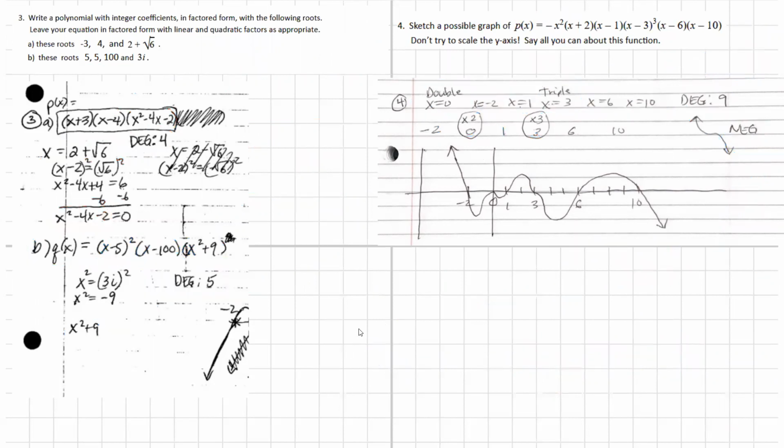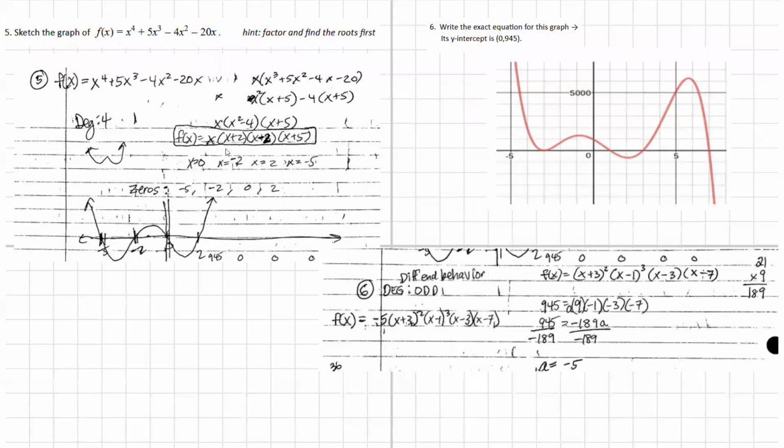All right, next. Number 5. We're going to sketch the graph of x to the 4th minus x to the 3rd minus 4x squared minus 20. So let's go ahead and write that down. Let's sketch that graph. So f of x equals x to the 4th. Want to make this graph, okay? Well, in order to make the graph, you need to find some zeros or factor it. It says factor and find the roots first.